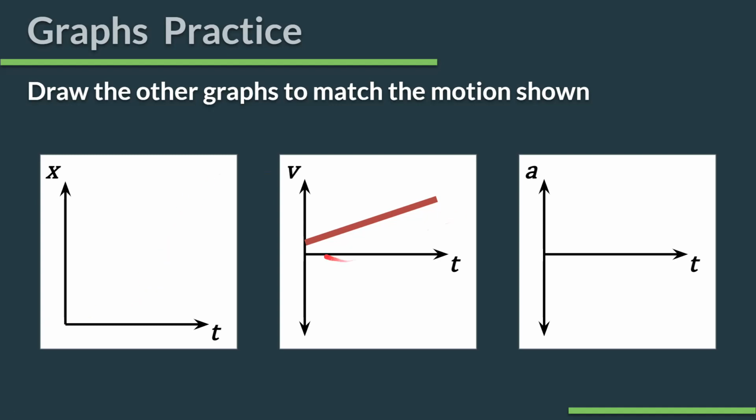And for my AT graph, all I have to do is look at the slope of this. This is a positive slope, so I would have a horizontal line up here in the positive region of my AT graph. You guys get that? Awesome. Okay, let's try this one.